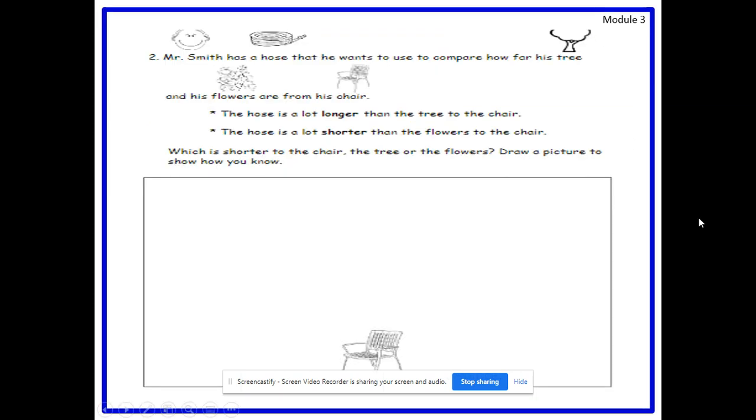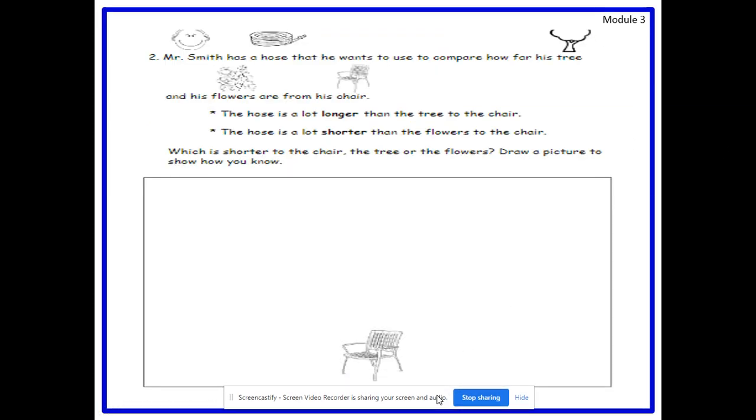Here's our first problem. We're listening. It says Mr. Smith has a hose. So he has a hose that he wants to use to compare how far his tree and his flowers are from his chair. So this is his backyard, right? And he has a chair there. And he wants to use his hose as a measurement object, right? He wants to use the hose to see if the tree or the flowers are closer to his chair.